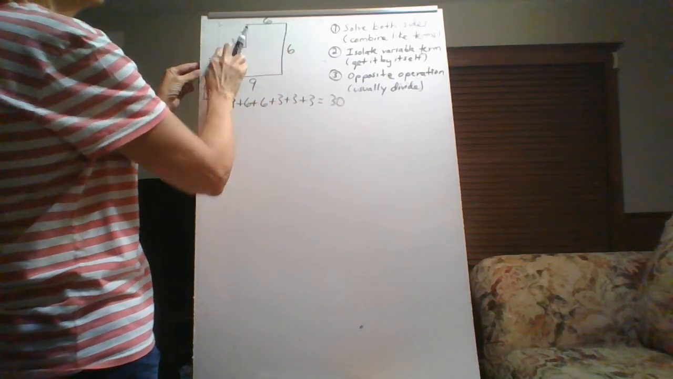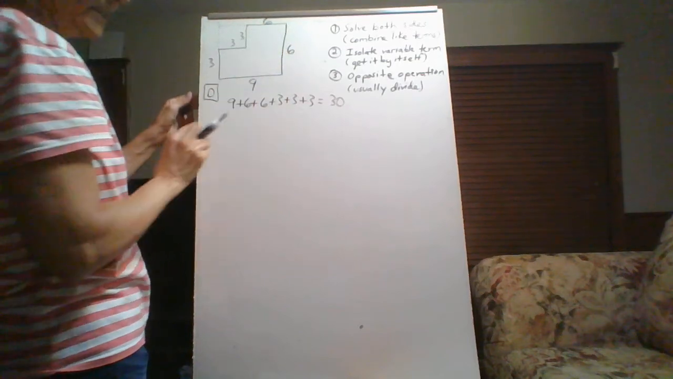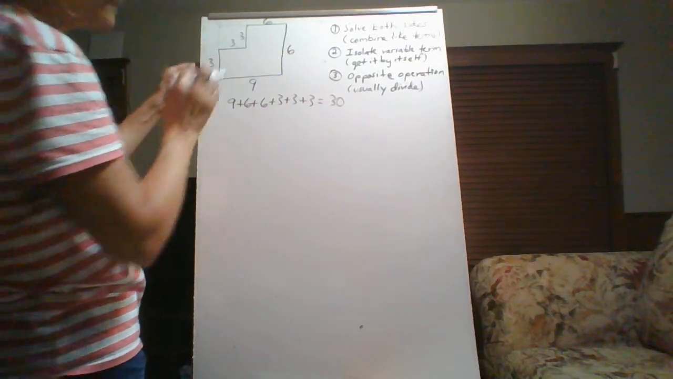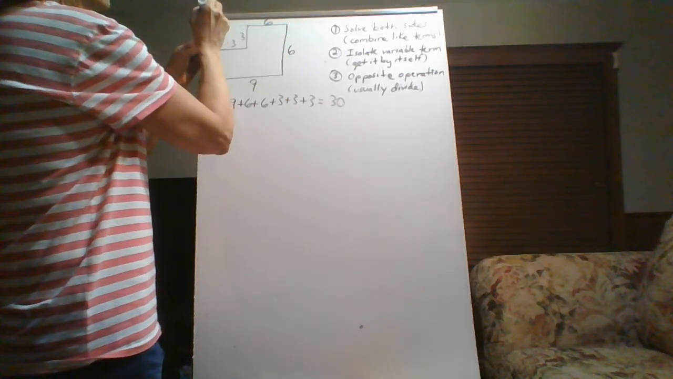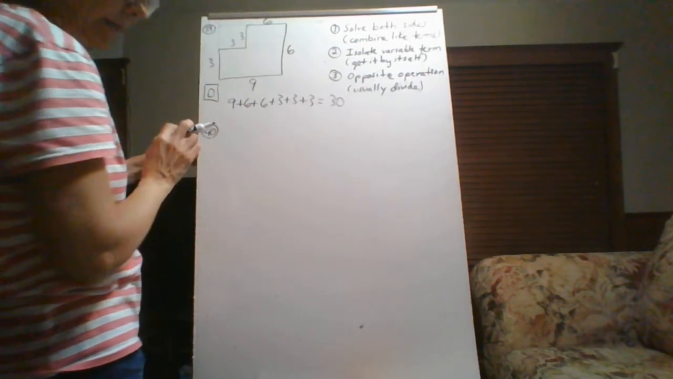Horizontal was 6 and 3 for a 9. Vertical was 3 and 3 for a total of 6. Okay, and that was problem 39. And perimeter, remember, is counting your way around the figure. Just add your way around.